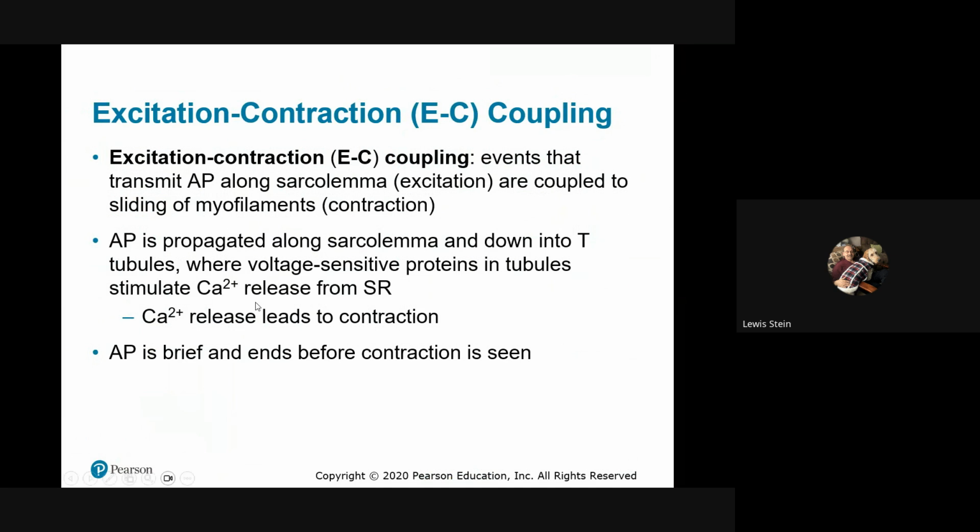Keep going. So the action potential is propagated along the sarcolemma and down the T tubules. And again, now we're back to more of these voltage-gated channels. You saw that in the animation. Basically, it's like flipping a switch. Best way to describe it, I think.